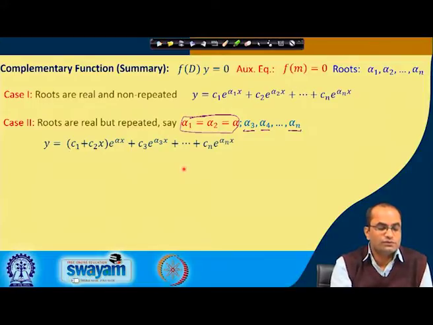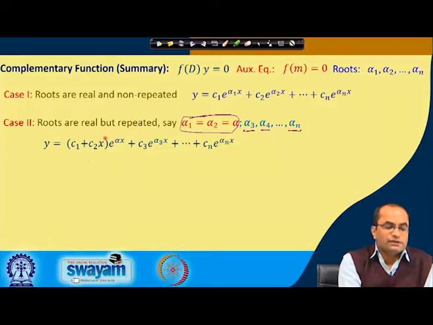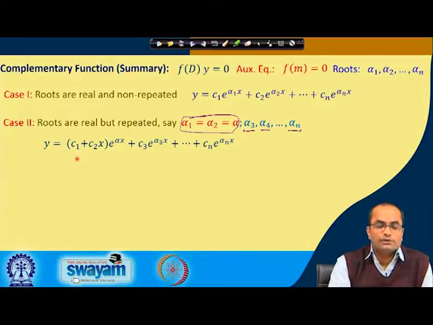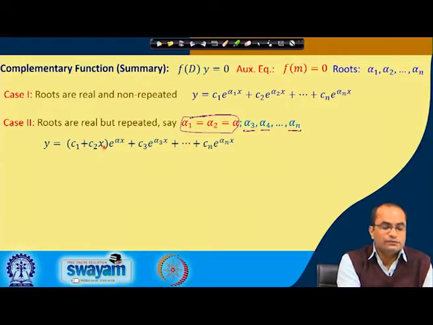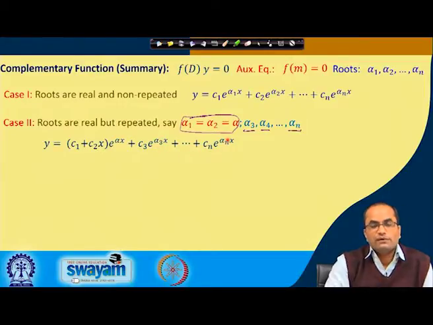Now, the general solution will take this form. For the repeated root, we will have this linear polynomial. So, when the root is repeated 2 times, we will get this linear term here with the constants. So, c 1 plus c 2 x times e power alpha x, and all others are non repeated here. So, c 3 e power alpha 3 x up to c n e power alpha n x. That will be the general solution of the given homogeneous differential equation.